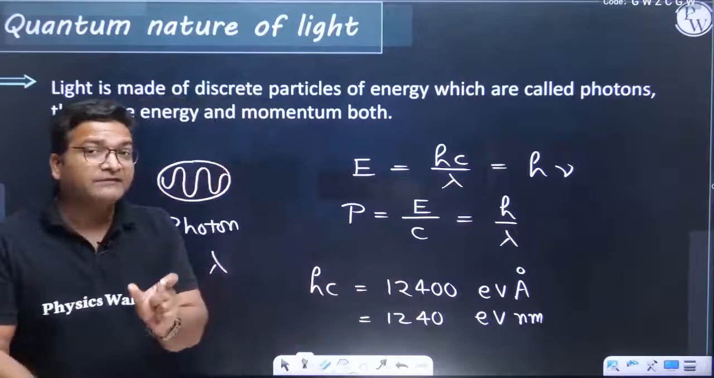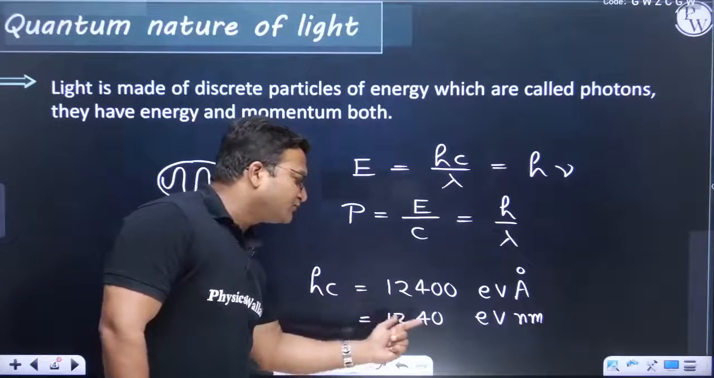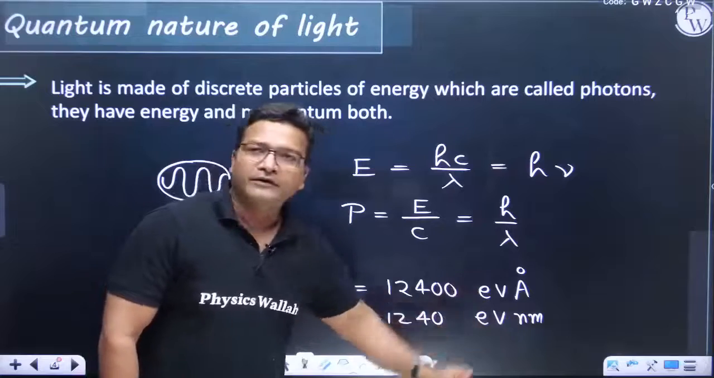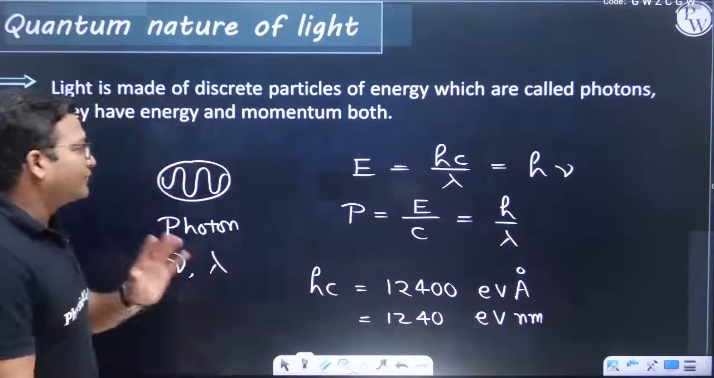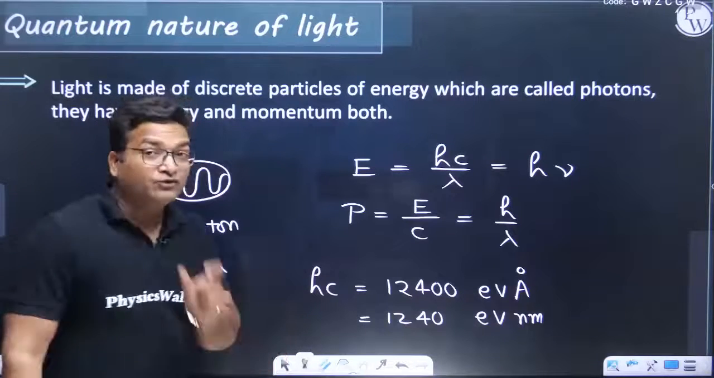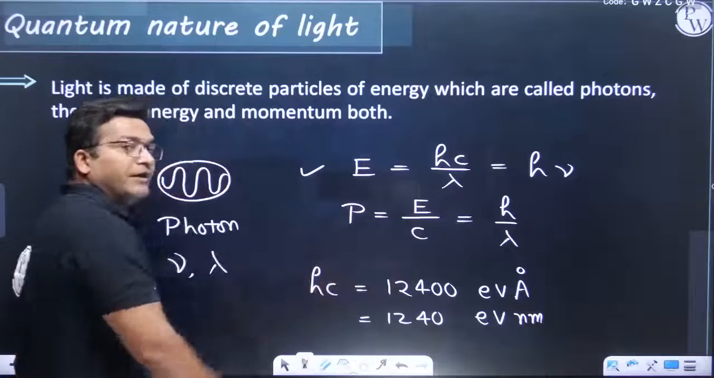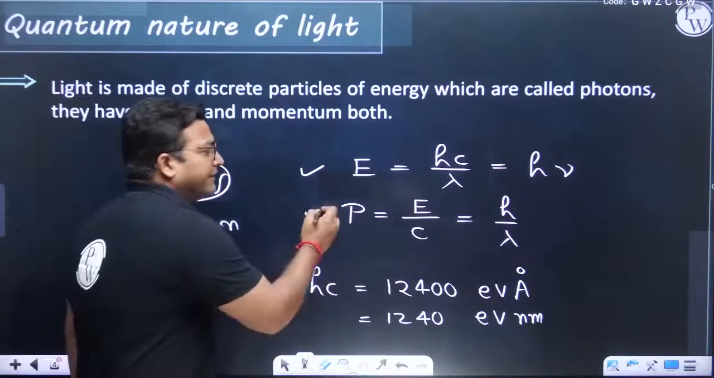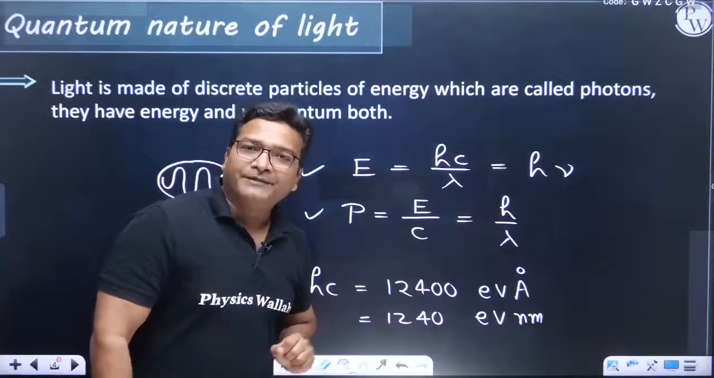And if lambda is given in nanometers, then use hc as 1240 electron volt nanometer. So this makes the calculations very easy for us. Okay, so remember, I've made 2 points here. The energy of a photon is hc by lambda, or h nu, and the momentum of a photon is E by c, energy upon speed of light, or h divided by lambda.